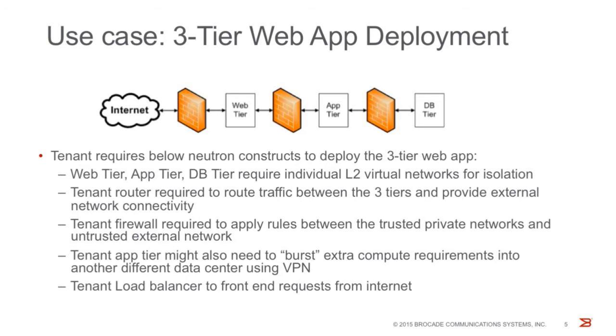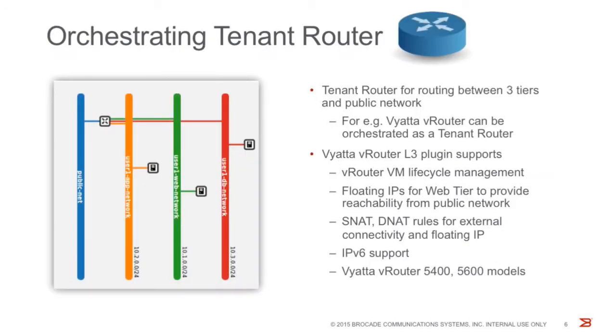So let's start with the tenant router. As you see from the familiar Horizon topology, you have the 3 tiers which are represented by the networks, and there are VMs connecting to them. There is also a public internet available on your left side. Now there is a tenant router that's connecting all these private networks to the internet, and that's going to do the routing between the tiers as well as connecting them to the internet.